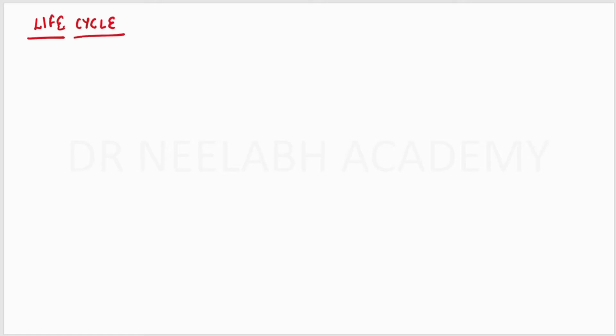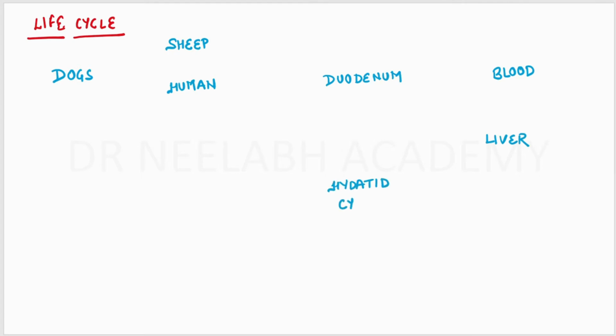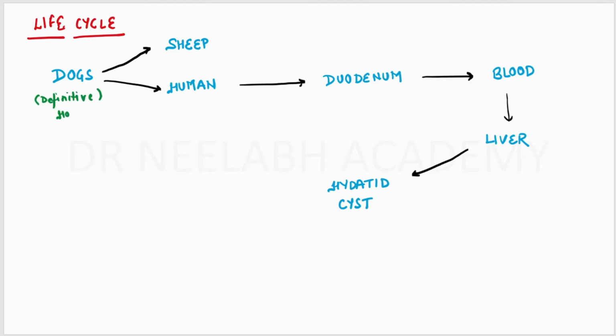Now coming on to the life cycle of Echinococcus. The Echinococcus comes from dogs. It may enter sheep or humans. Then in humans it enters the duodenum, enters the bloodstream, from where it goes into the liver, and finally forms the hydatid cyst. So dogs are basically the definitive hosts of this Echinococcus. Sheep is the intermediate host in which it normally goes. Humans are the accidental intermediate host, or the end host, because in humans the tapeworm does not develop. Only the hydatid cysts develop.